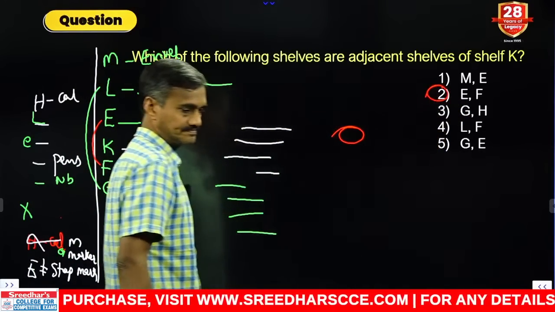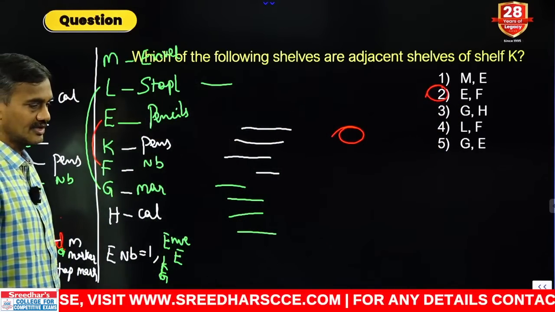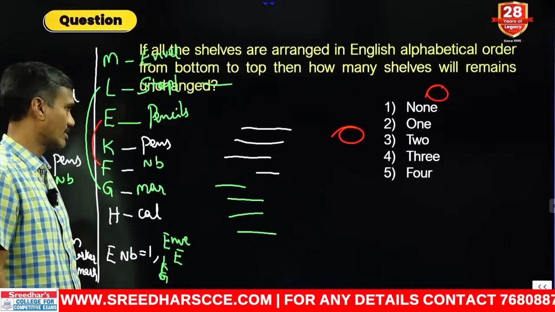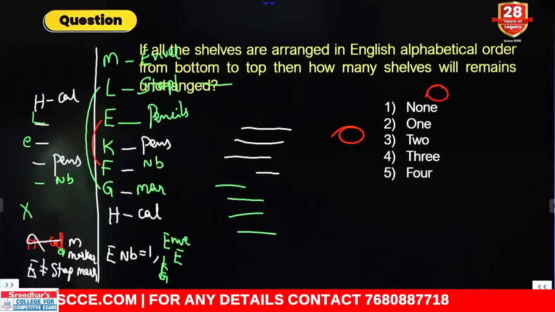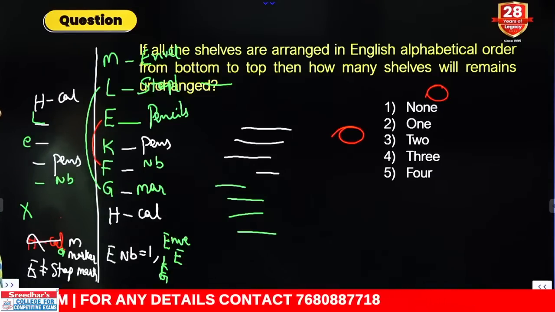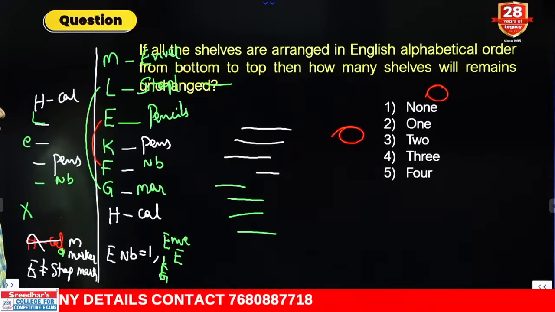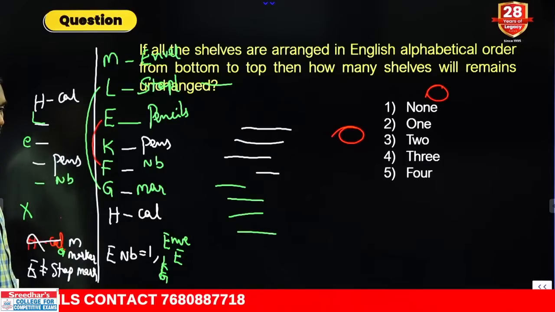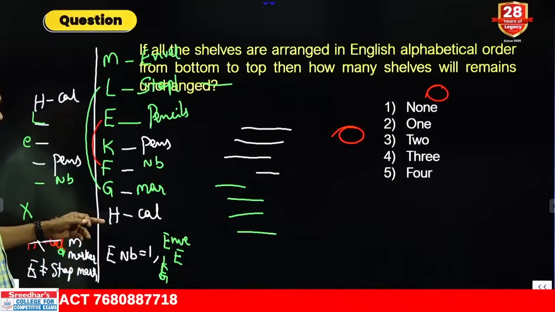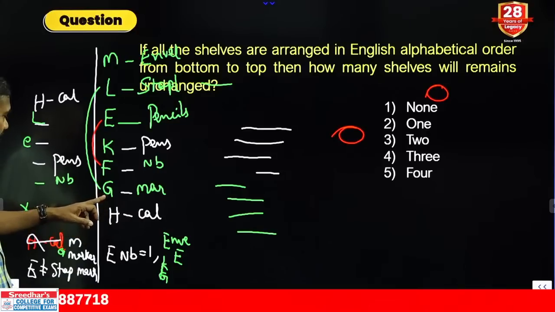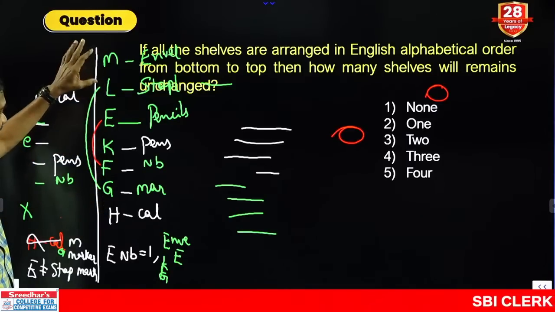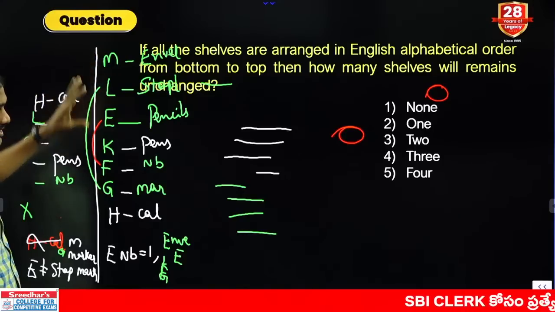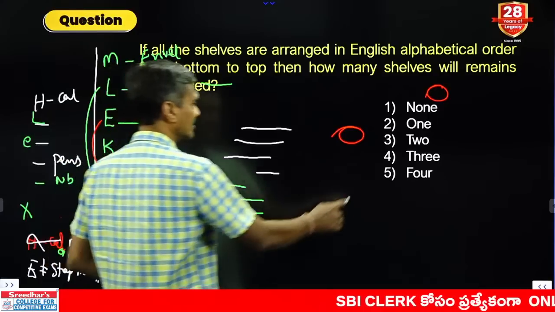Then next one, question number 9. Now in this 9th one, tell me what is your answer here? If all the shelves are arranged in English alphabetical order from bottom to top, then how many shelves will remain unchanged? From bottom to top, all these are arranged in increasing order: E, F, G, H, K, L, M. L and M remain at the same places. Now L and M, how many are there? There are 2.